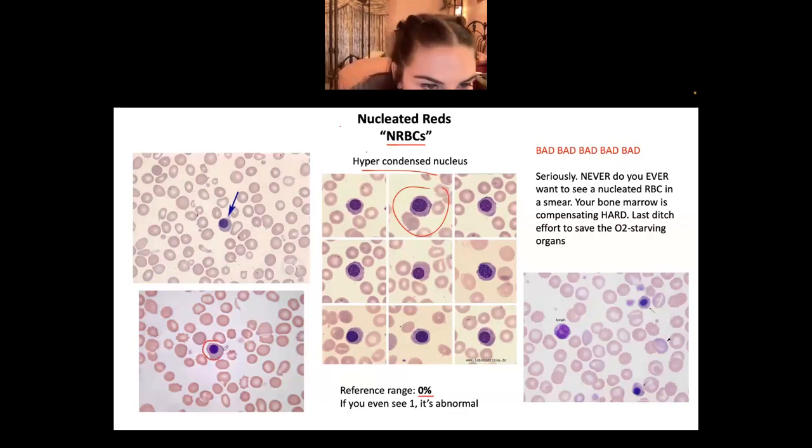Here's a good image of the hypercondensed nucleus. I tried to show as many pictures as I could of what an NRBC looks like. Here are NRBCs with the arrows. This is a lymphocyte here. This would be a polychromatophilic cell. It's going to tell a story that this patient is very, very starved for oxygen. You should see polys here and there. You should see some other cells before you see an NRBC, but they're very, very bad.